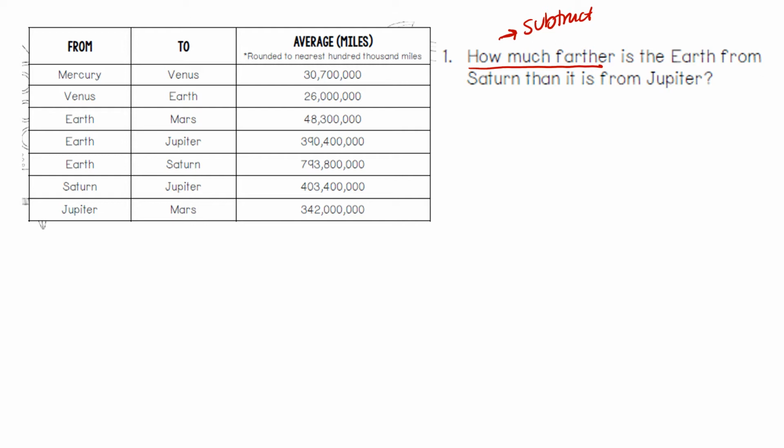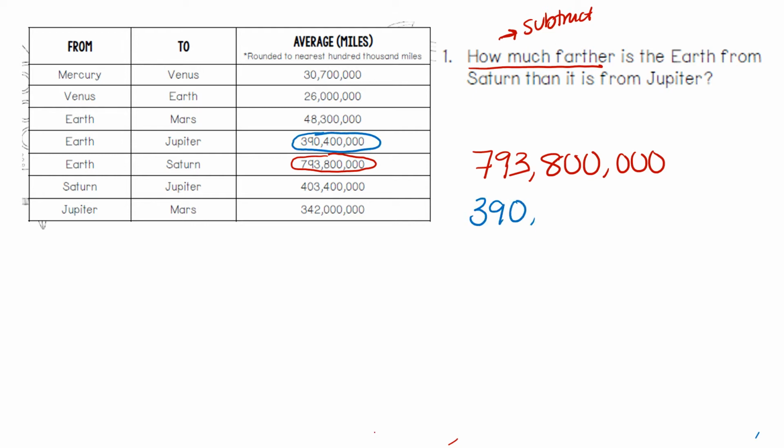So we're looking from Earth and Saturn. So Earth and Saturn is going to be this number here, 793,800,000. And we're going to subtract it from Jupiter. So Earth to Jupiter is this number here, 390,400,000. The zeros can just be brought down because 0 minus 0 is 0. When it comes to the numbers, that's when we actually have to subtract.